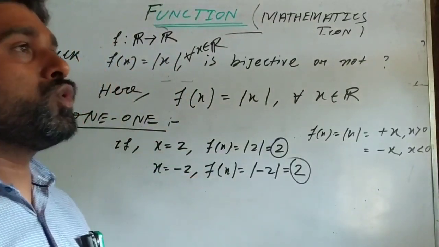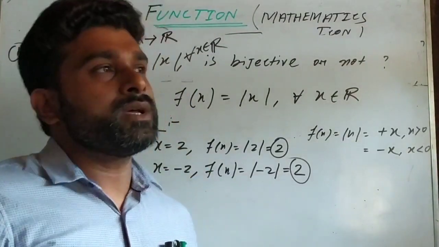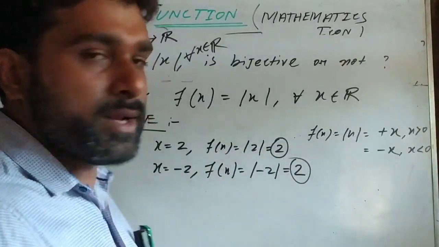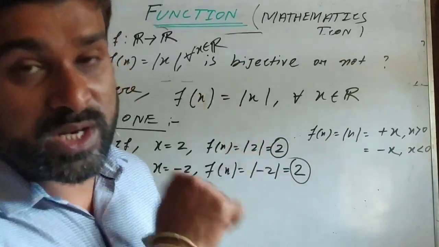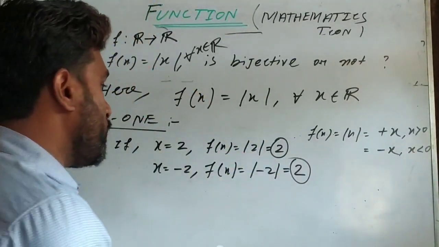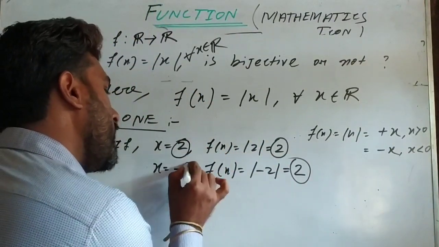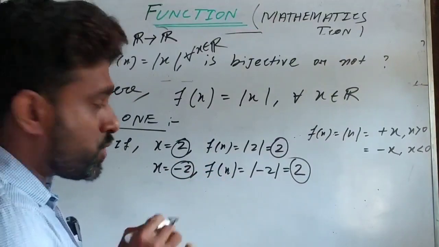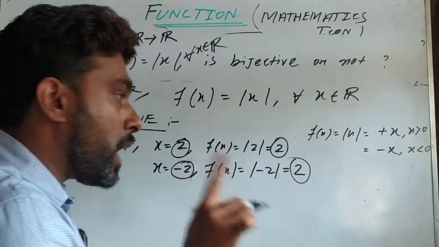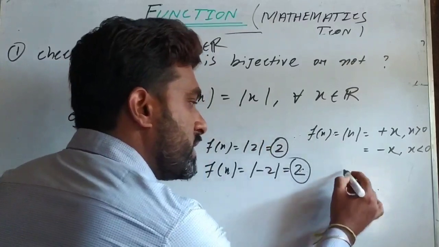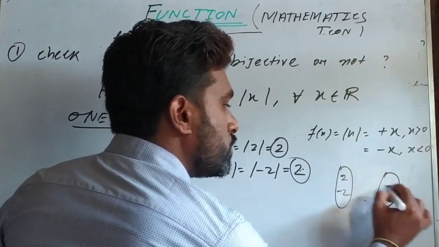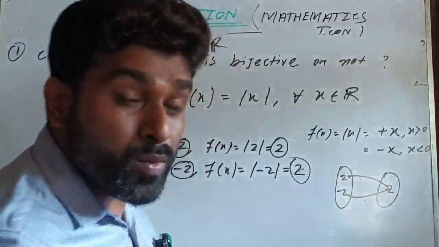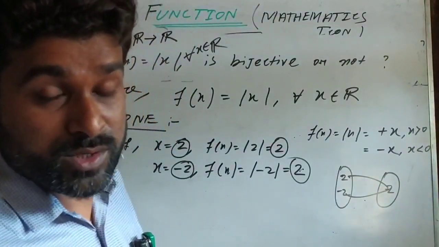Here you can see 2 and minus 2, whatever the value, when you put it in the modulus function, the answer becomes a positive number. So the input values are 2 and minus 2, but the output is the same. If we take 2 and minus 2, the output is 2. That means, is it a one-one function or a many-one function?